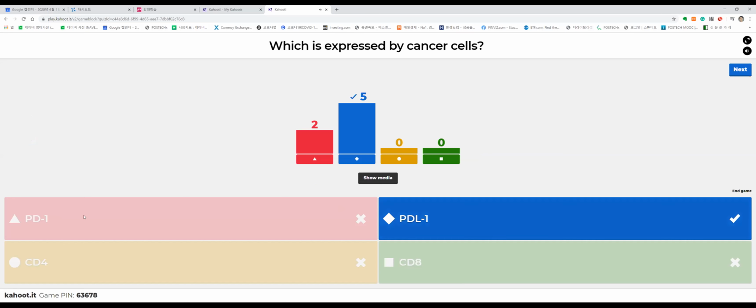Okay. PD1 is expressed on which cell? PD1 is expressed on the T cell. On the cancer cell, PDL1, PD ligand 1. CD4 is on the T helper cell. CD8 is on the T killer cell. Right? Okay.